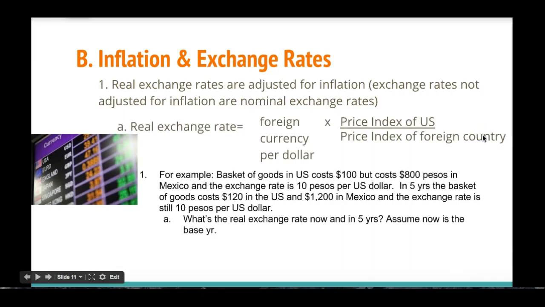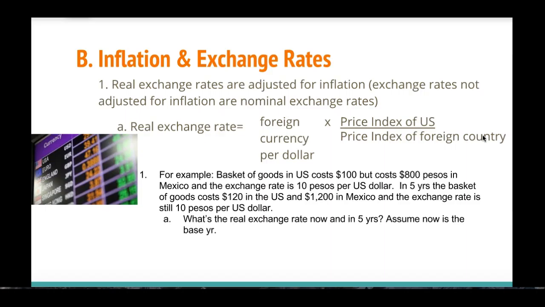This is actually an example from your textbook. It says, a basket of goods in the United States costs $100, but costs 800 pesos in Mexico, and the exchange rate is 10 pesos per US dollar. In 5 years, the basket of goods costs $120, and in Mexico costs 1,200 pesos, and the exchange rate is still 10 pesos per US dollar. So what I'm asking is, what's the real exchange rate now and in 5 years? Assume that now is the base year.